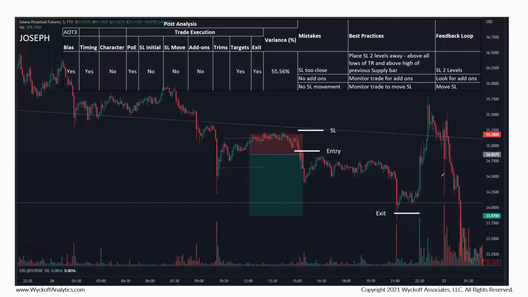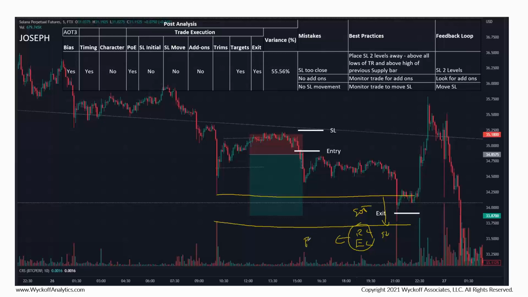That might not be the case with Joseph here, but if you would start analyzing further what's happening, are there any other opportunities here? Let's see. Okay, so we said that there is a shortening of the thrust. Look at how supply is diminishing as well. So you're having a diminishing effort to the downside on diminishing downward result.